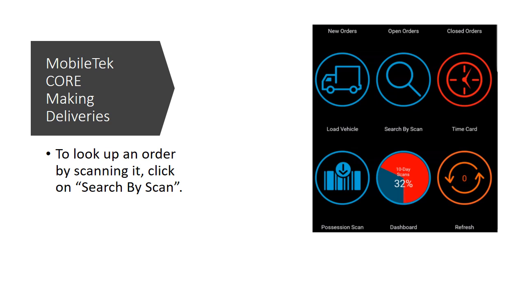There are two ways to pull up an order. You can search by scan or select the order from a list of new orders. Either is acceptable. Searching by scan will allow you to scan the barcode of the order and find it in your list. To do this, click Search by Scan.